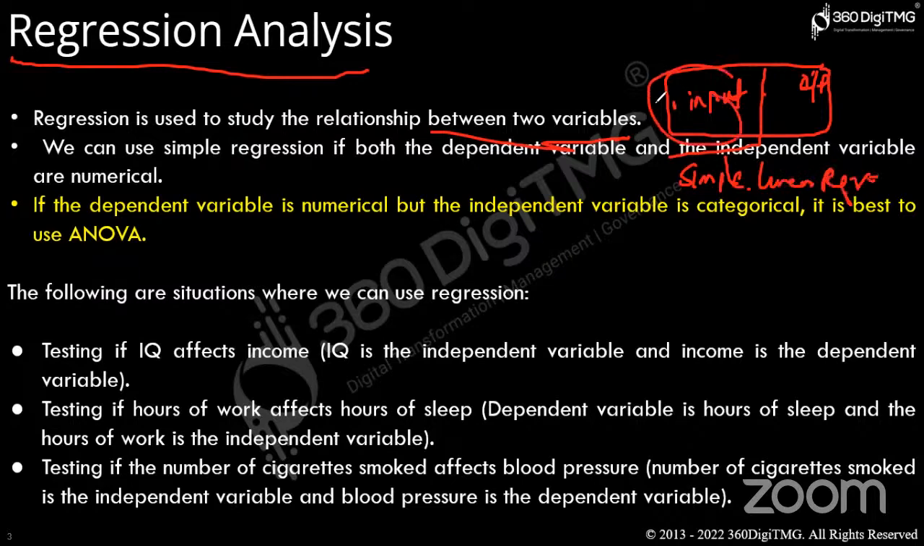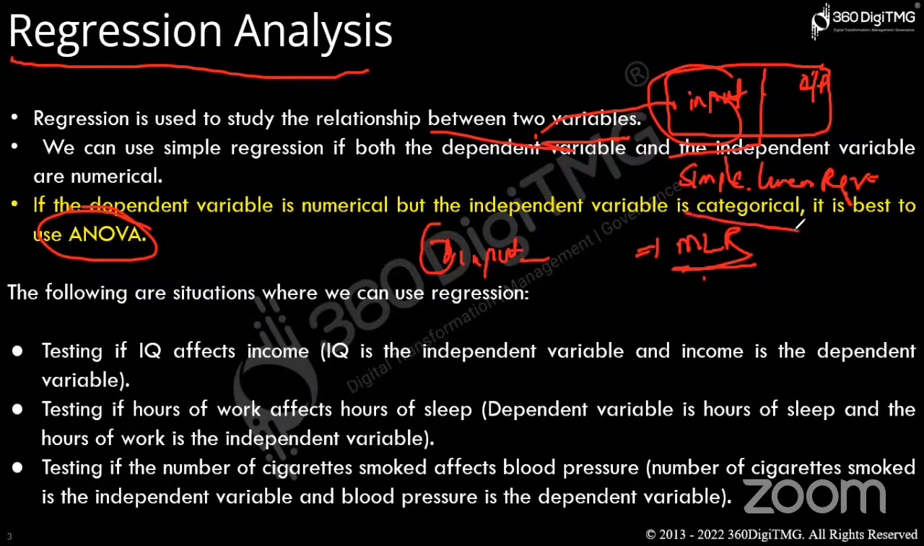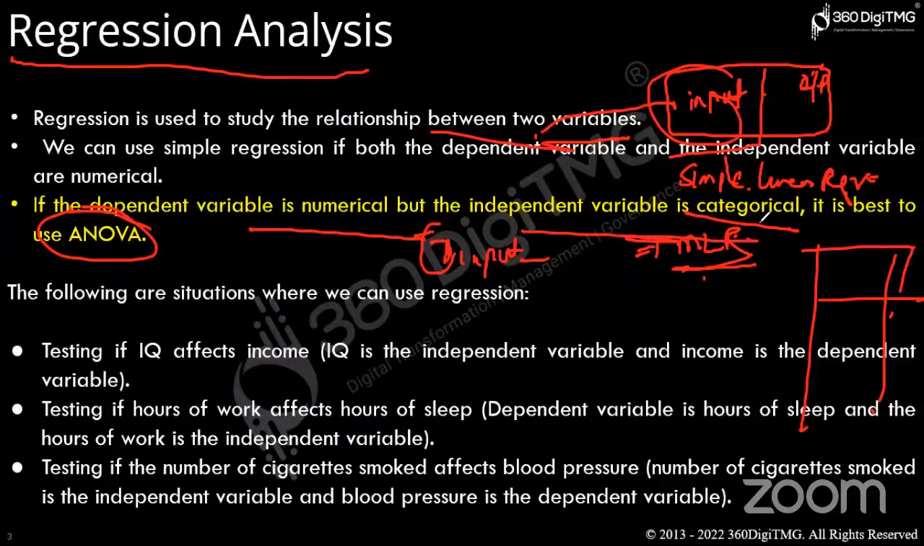Simple linear regression. When you have more than one input, we'll call it multiple linear regression. The dependent variable is numerical, but the independent variable is categorical. It is the best use case of ANOVA. So when the independent variable, that is X input, is categorical, and the dependent variable is numerical, of course, then only we'll be going with a regression case, right? Output is numerical, that is continuous, and independent variable is categorical. It is the best use of ANOVA.